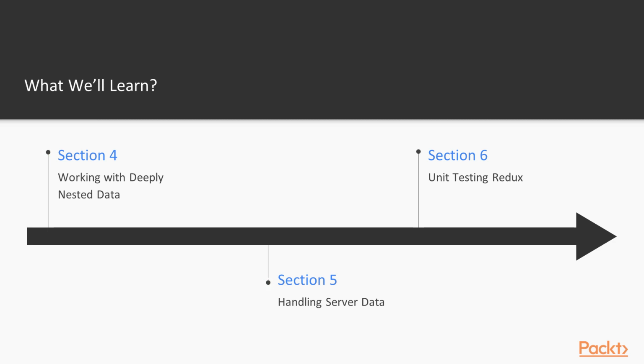In section 5, it will be about handling server data. We're going to make HTTP requests and we're going to have asynchronous actions and how to deal with them and how to handle them in our reducers. And also, we'll learn how to persist data in our application, not to make the same server request every time, and this will eventually enhance our page load time.